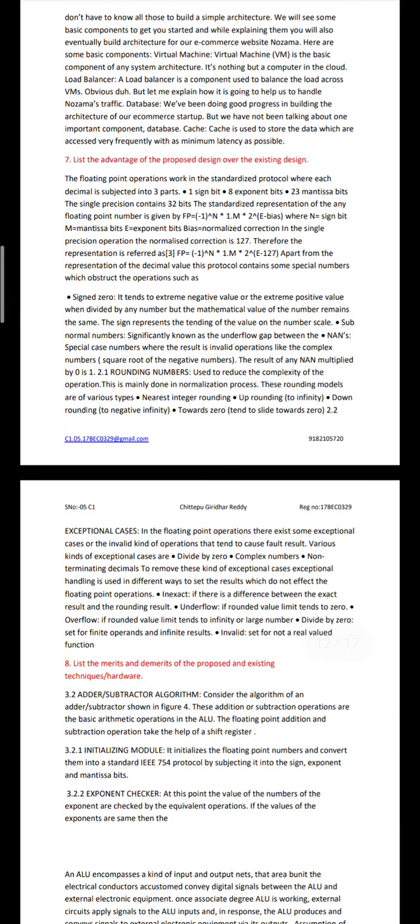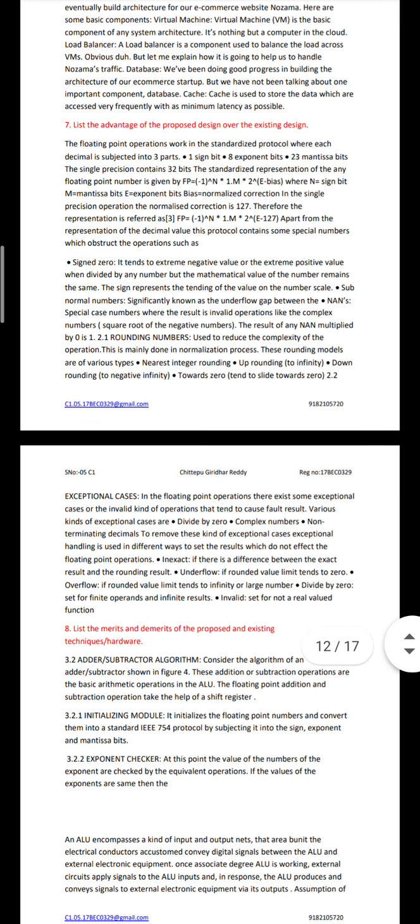If we talk about the advantage of the proposed design over the existing design, the floating point operation works in the standardized protocol where each number is divided into three parts: one sign bit, 8 exponent bits, and 23 mantissa bits, and single precision contains 32 bits. The standardized representation of any floating point number is given by f equal to (-1) to the power of s, times 1.m, times 2 to the power of e bias.